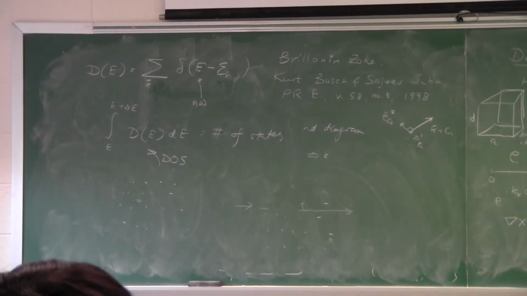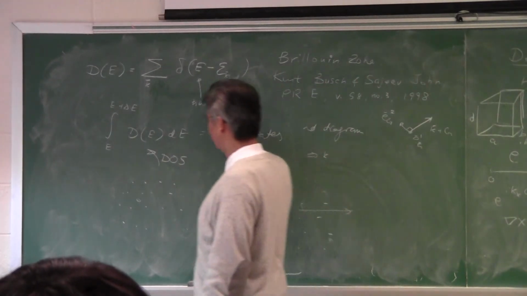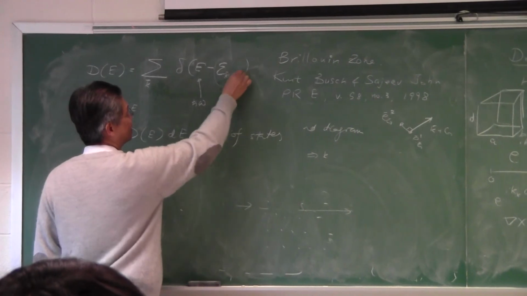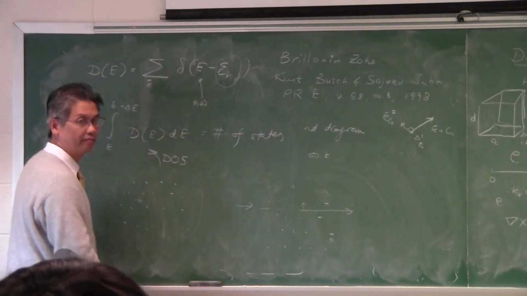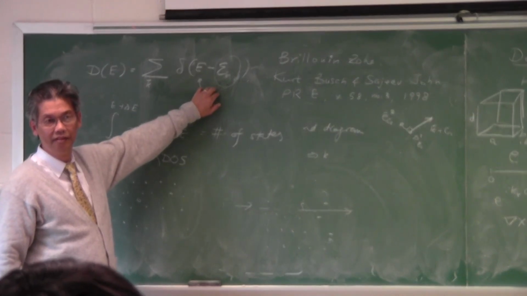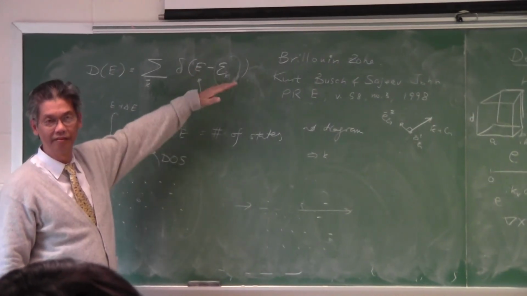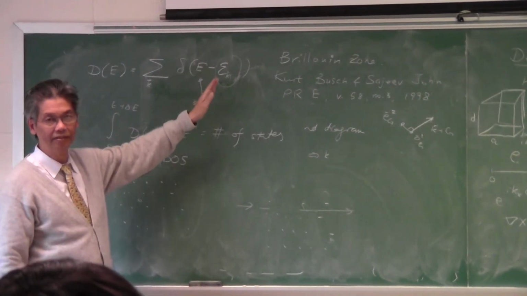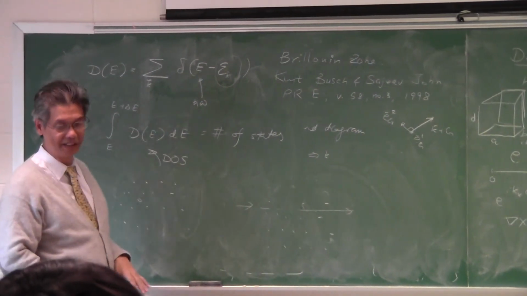And then you can still write this function as the density of states. It's just that this diagram would be a little bit more complicated. This would be a rather complicated function of k. It will not be a constant. Depending on where k is pointing, you get different values. But you can still use this to write down the density of states.